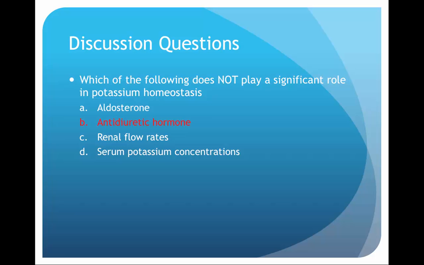And the answer is antidiuretic hormone. We talked about antidiuretic hormone and its role in relation to serum sodium levels as well as water homeostasis, but it does not play a critical role in potassium homeostasis.